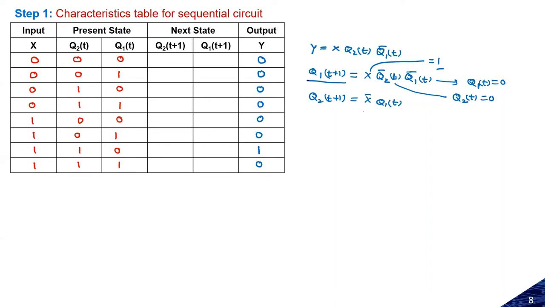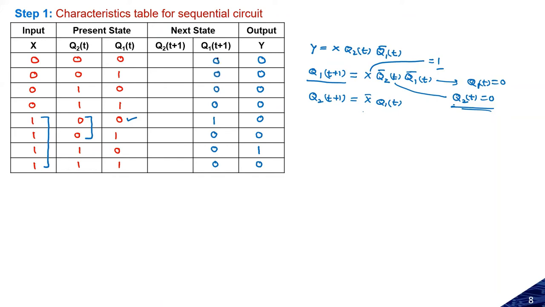Let us try to see. First, X is equal to 1. These are the four cases. The second case is Q2T equal to 0, which means these two are the cases. For the third case, I need to check that Q1T should be 0. Q1T is 0 in this case only. So only this is the case when I will get Q1T plus 1 high. For other cases, it will become 0.